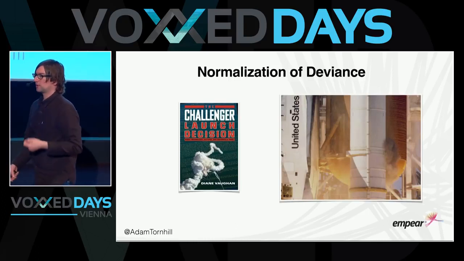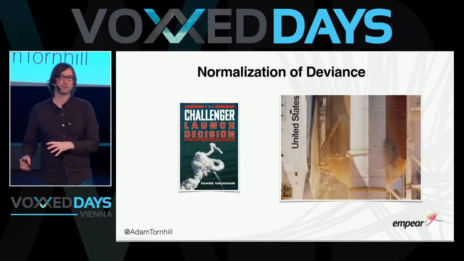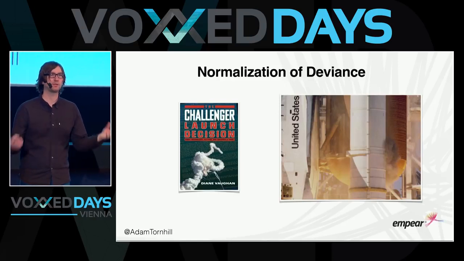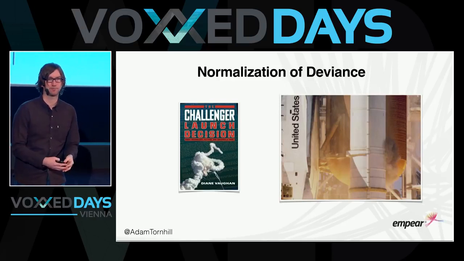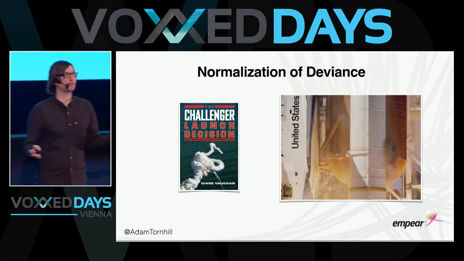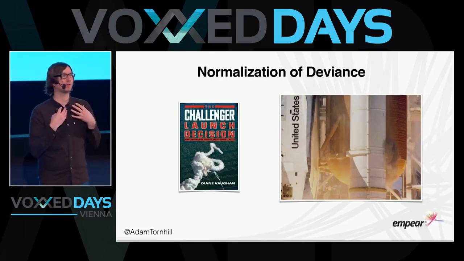This is what Diane Vaughan calls the normalization of deviance. That each time we accept a deviation, those deviations become our new normal. We get a new point of reference. And what I find so fascinating about that is that the normalization of deviance has nothing at all to do with spaceships. It's all about people.